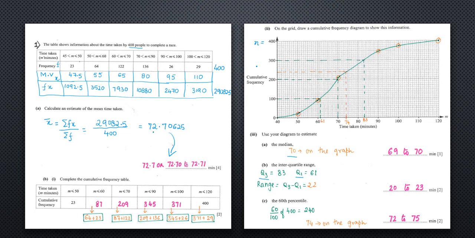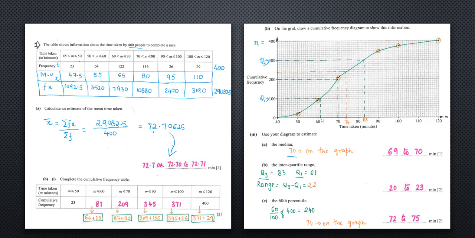The upper quartile is basically 3/4 of the entire distribution. So when we say 3/4 of the entire distribution, it is going to be around the point 300. So this is where Q3 is going to be located. And similarly, when we say lower quartile, Q1, that is going to be 1/4 of the entire distribution. So this is where Q1 is likely to be located.